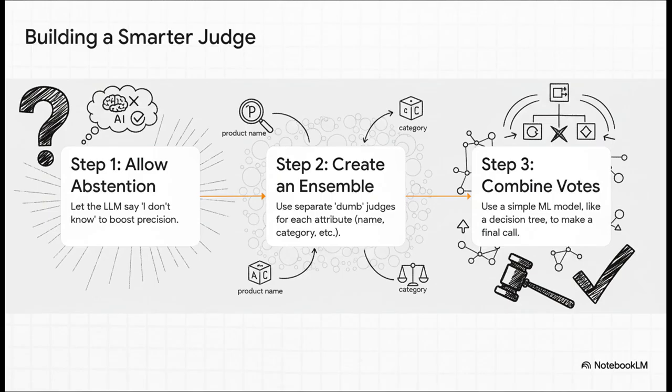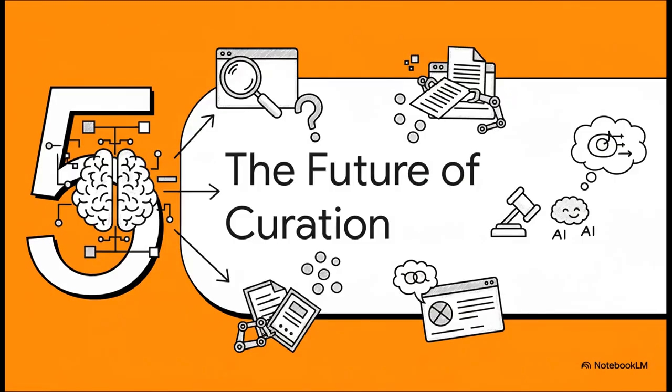Step 2, instead of using one giant complex prompt, you create a whole team of dumb judges. Each one is a specialist. One judge only looks at the product name, another only looks at the category. And then, for the final step, you use a classic old-school machine learning model to act as the head judge. It takes all the votes from the specialist judges, weighs their opinions, and makes one final, really smart decision. So when you put it all together, these powerful two-tower architectures and this really clever AI-driven approach to judgment, you realize this is totally changing how our entire online world gets curated.